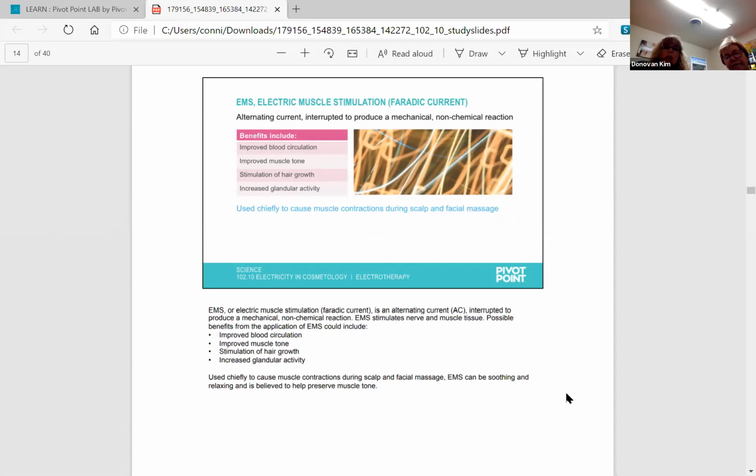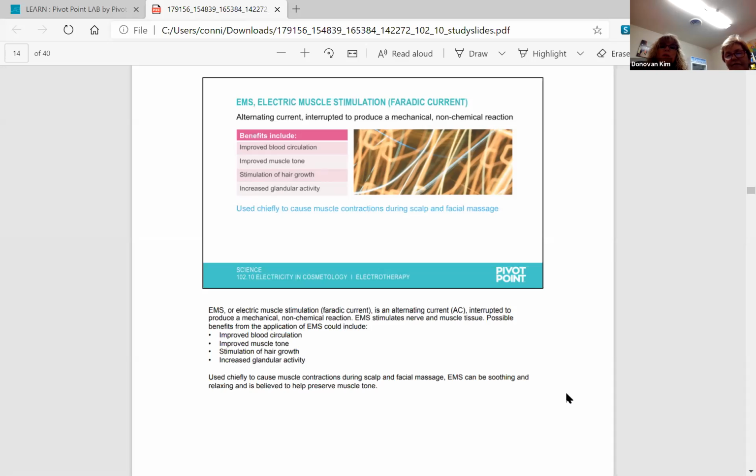So it's supposed to improve your blood circulation, help your muscle tone, help some stimulation of hair growth, increase all of your metabolism. And so it helps. I mean, it can be soothing or it can be stimulating, just depending on how high they turn that up. Those are all the things it's supposed to do.